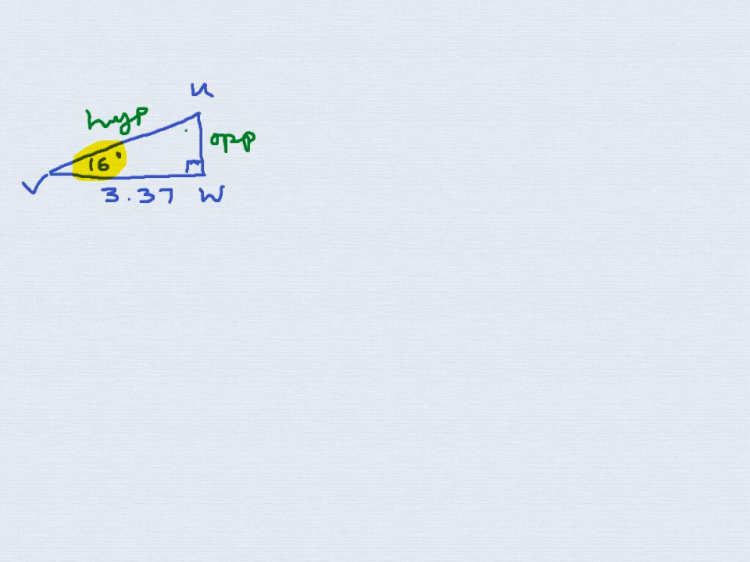It's always best to use what you're given. So I'm going to circle what I want to find first. I'm going to try and find my opposite first. I'm going to label my 3.37 as my adjacent. So I go to my SOHCAHTOA and I figure out which trig ratio to use. The trig ratio that has the unknown opposite and the known adjacent of the angle 16 degrees. So we'll use the tangent ratio.